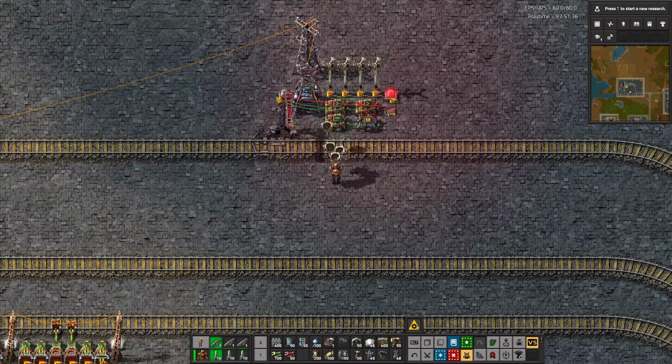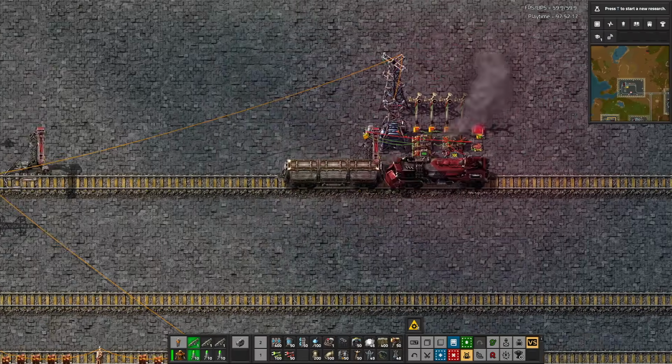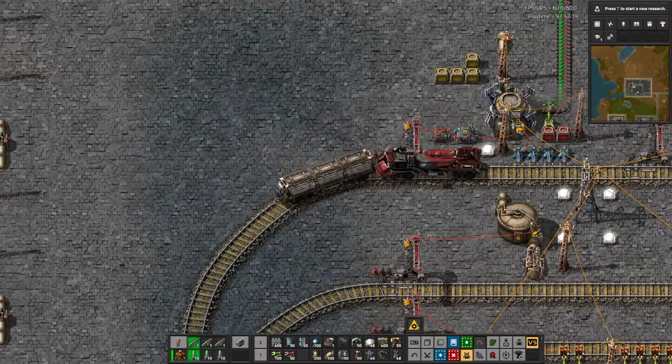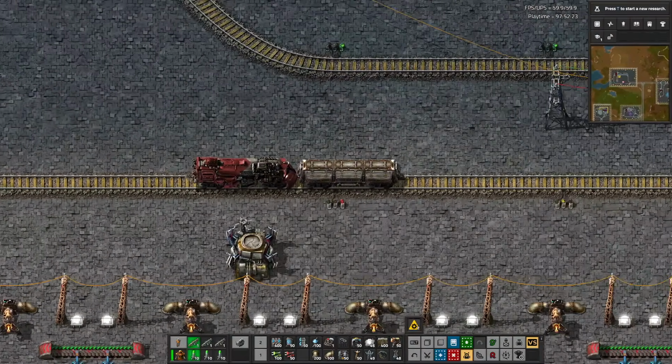So here's another cursed design for you. Reverse trains. They don't go in reverse, but they do put the wagon first. Why would we want to put the wagon first?